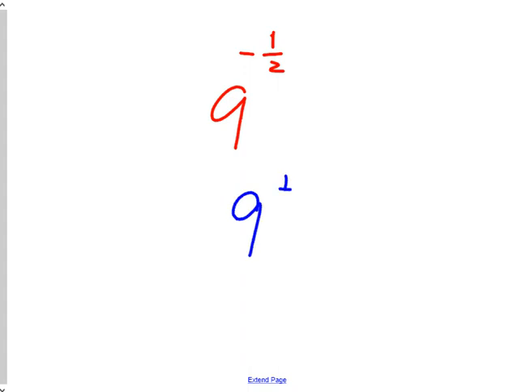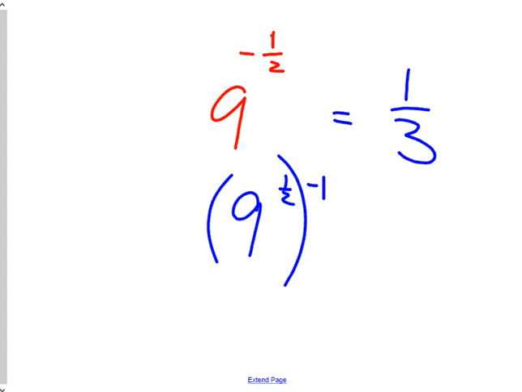Would you agree that's the same as 9 to the 1/2 to the negative 1? Whoa, what just happened there? I just broke up negative 1/2 into this times this, right? And then why did I do that? Because I know you can do 9 to the 1/2. What's that? 3. What's 3 to the negative 1? 1/3. Okay.